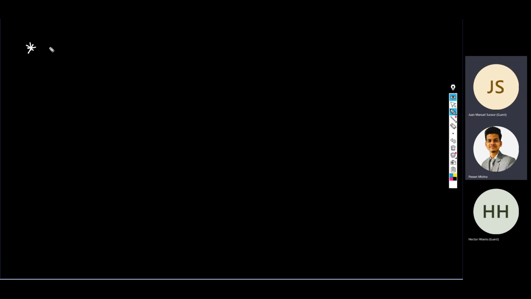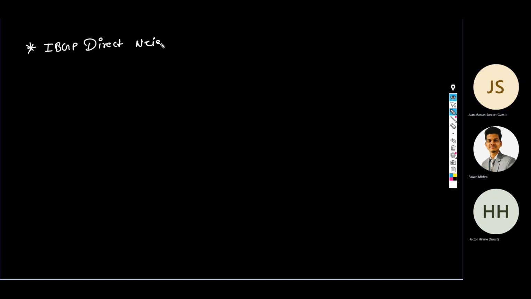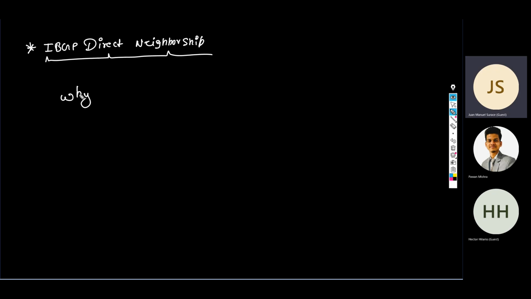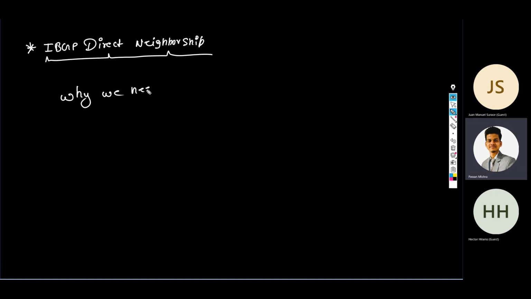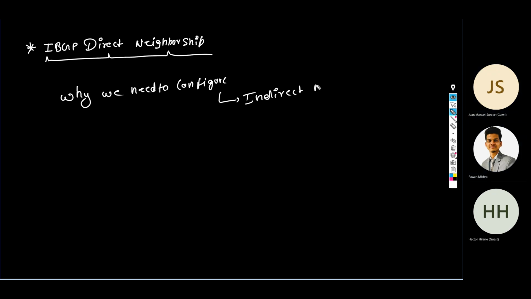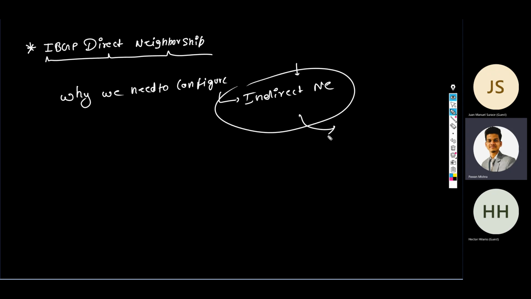Like normally we are using iBGP direct neighborship, correct? So why do we need to configure indirect neighborship using loopback or using physical interface? Why?